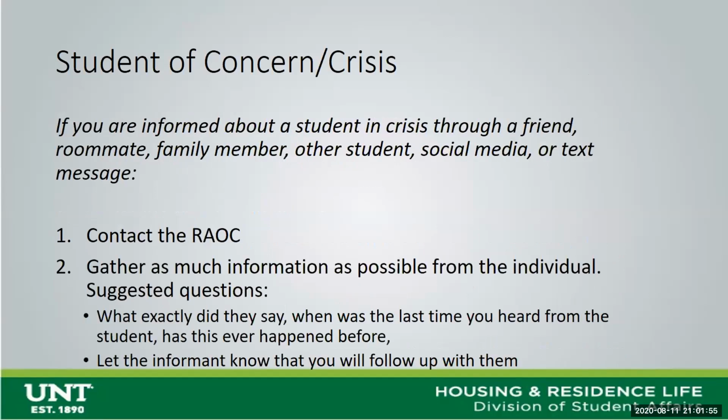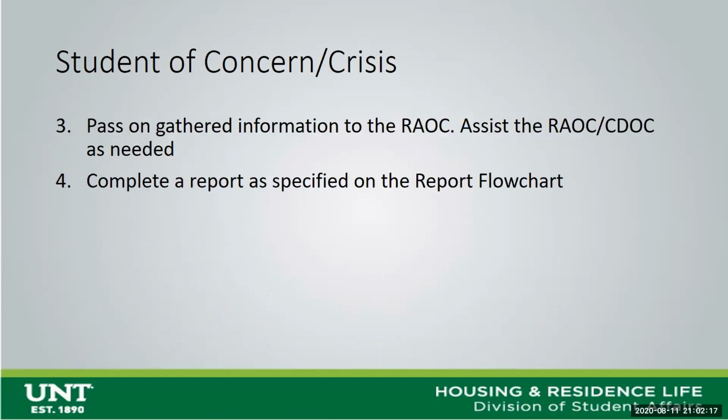If you are informed about a student in crisis through a friend, roommate, or family member, this is likely to occur through a phone call to the front desk. Contact the RAOC, gather as much information as possible from the reporting party. What exactly did the person say? When was the last time you heard from the student? Has this ever happened before? Let the informant know that you will follow up with them. Pass on all the gathered information to the RAOC and assist them as needed. Complete a report.